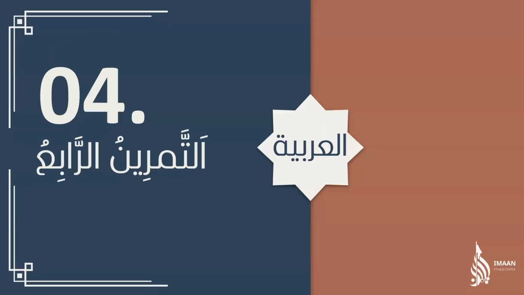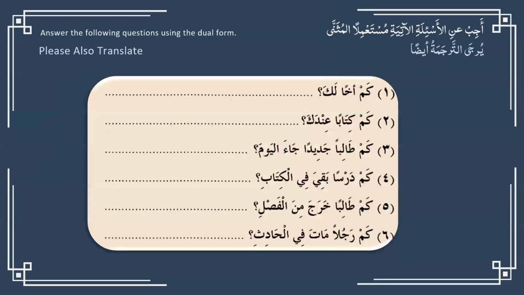So the next exercise is for Brother Hafiz Muhammad Osama. Osama, this is for you. First, you just have to translate these sentences, and then you will answer the questions into dual afterwards. First, let's translate only.